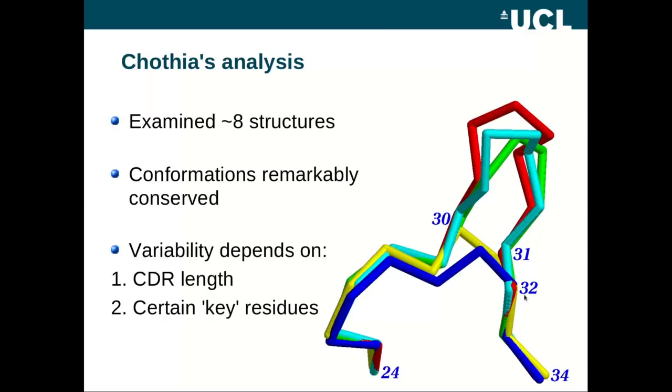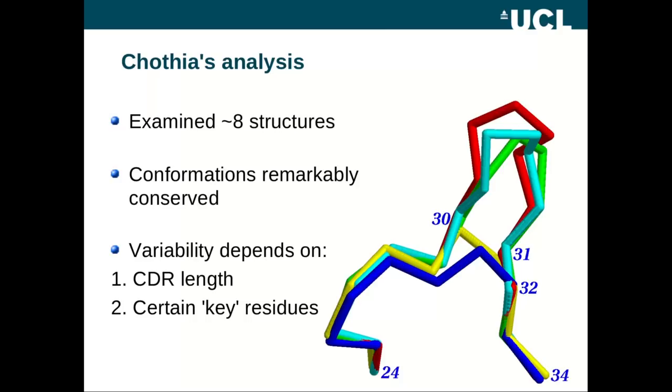Cyrus Chothia, working in Cambridge, started to look at this structural variability rather than sequence variability, and he looked at approximately 8 crystal structures that were available in the mid to late 1980s. And he found that despite this huge amount of sequence variability, the structure is actually remarkably conserved.